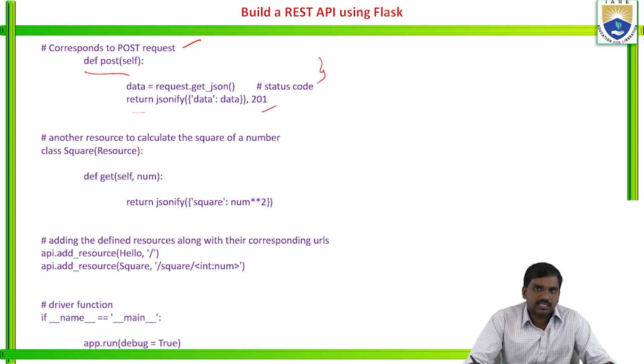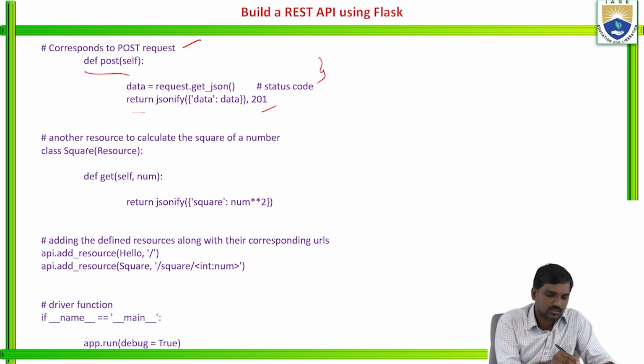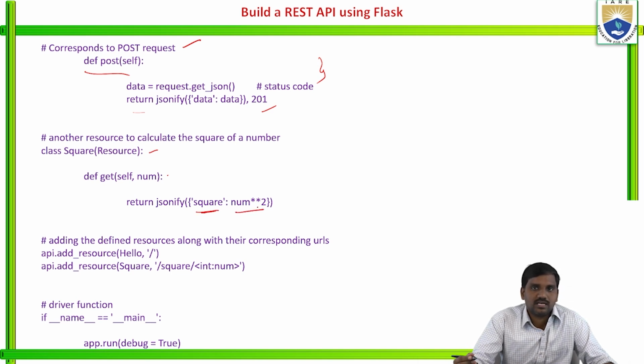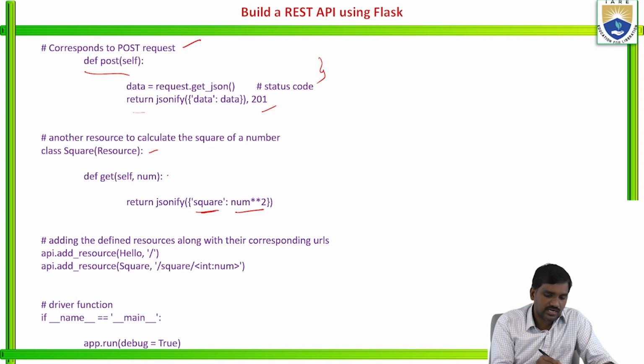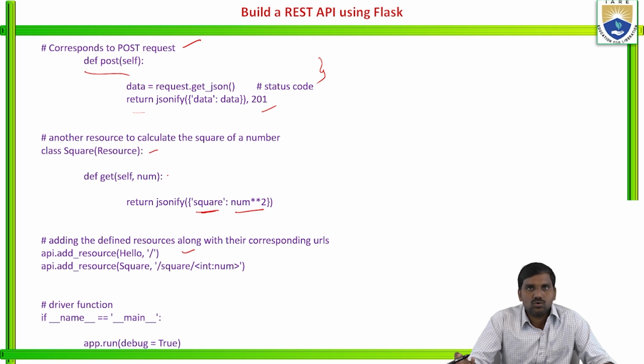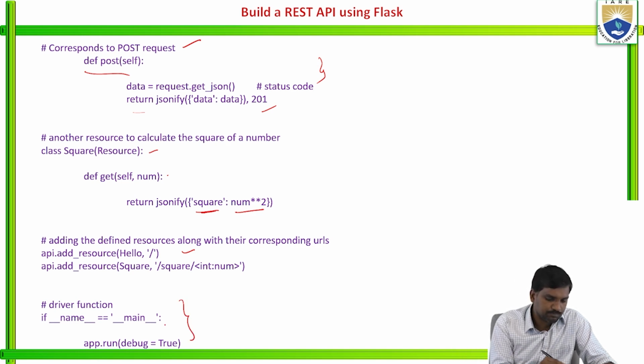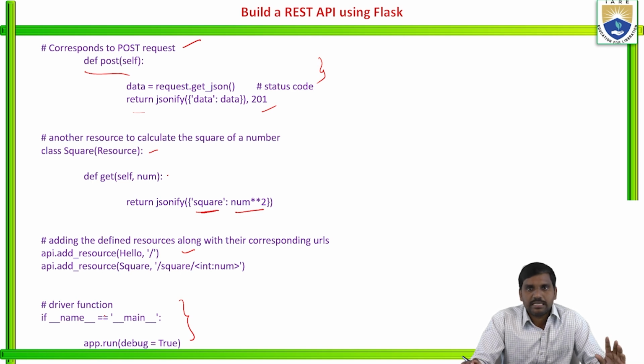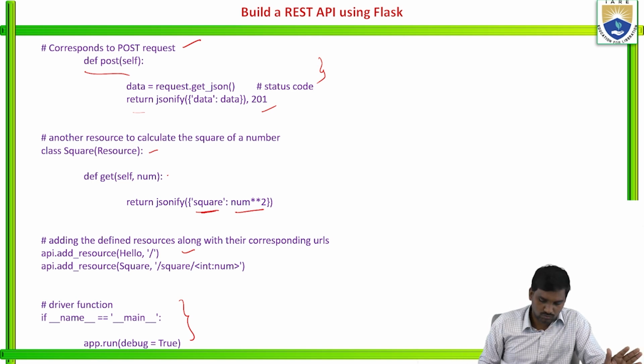Another resource calculates the square of a number: class SquareResource(Resource), with def get(self, num): return jsonify({'square': num ** 2}). Then adding the defined resources along with their corresponding URLs, using api.add_resource. The driver function, if __name__ == '__main__': app.run(debug=True), and finally the app runs in debug mode.